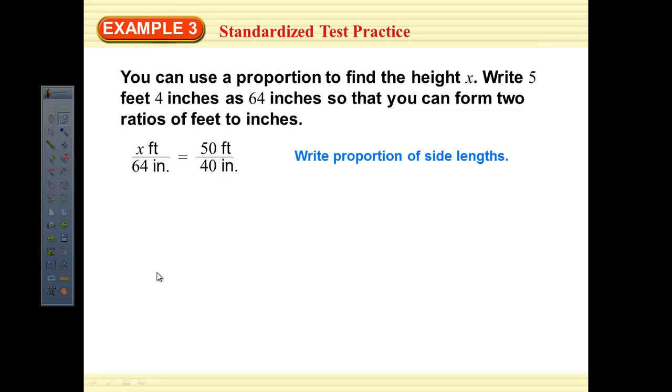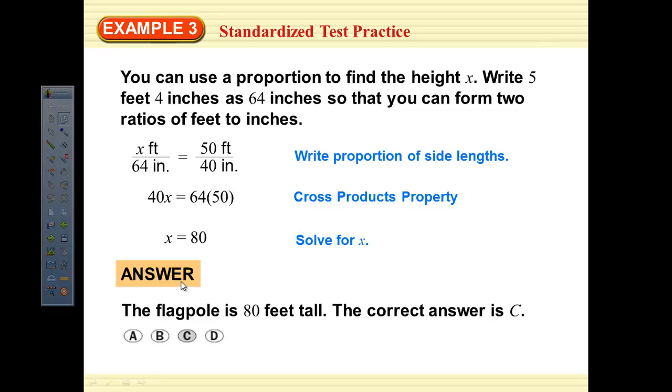So we cross multiply here. We get 40x equals 64 times 50. We divide both sides by 40. We get x equals 80. So that means that the height of the flagpole is 80 feet. So we've got 80 for the height and 50 for the shadow.